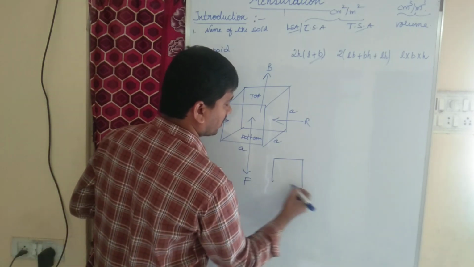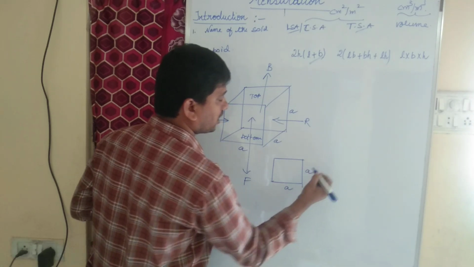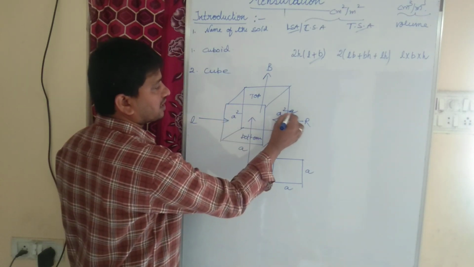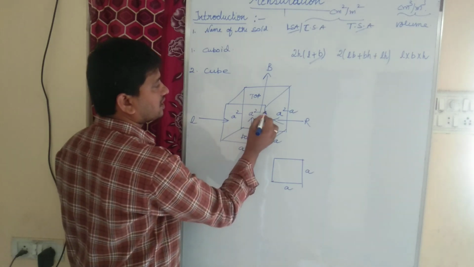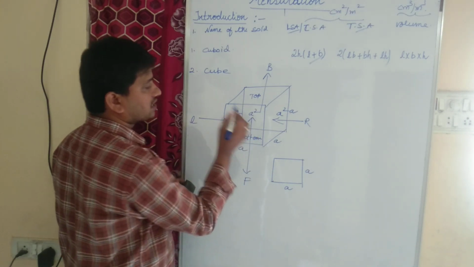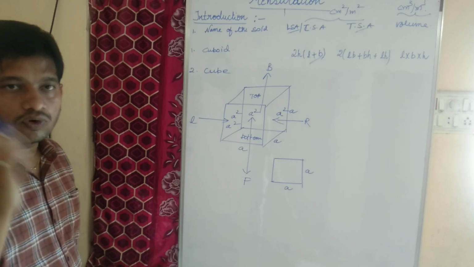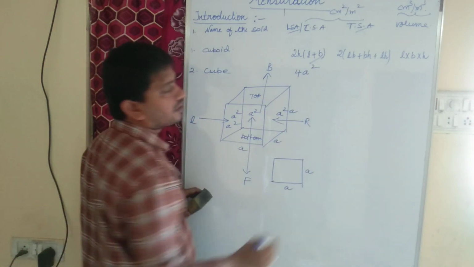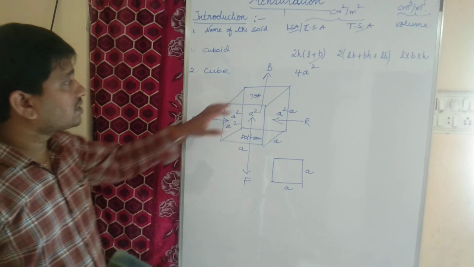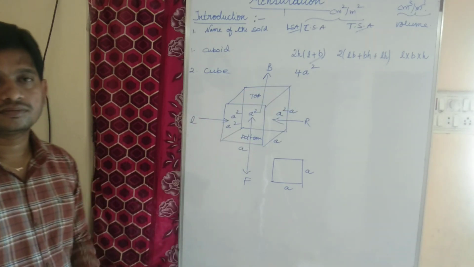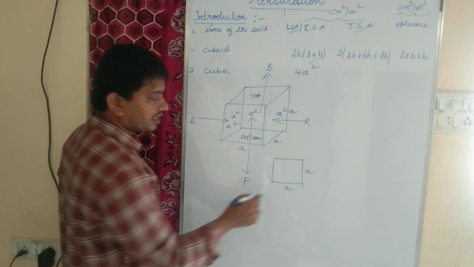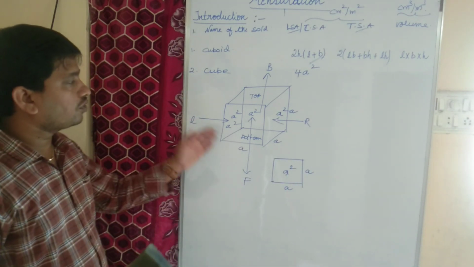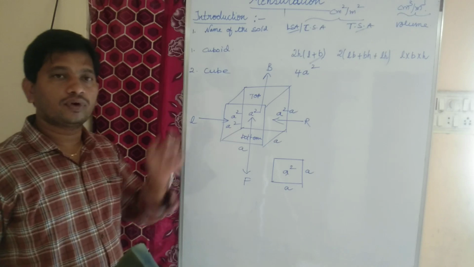All sides are equal, a. So this is a square units, this is a square units, this is a square units, as well as this is a square units. Totally we have four faces. So what is the lateral surface area of a cube? Lateral surface area of a cube is 4a square, as area of a square is side into side, a into a. Like that we have four faces, 4 into a square, 4a square.